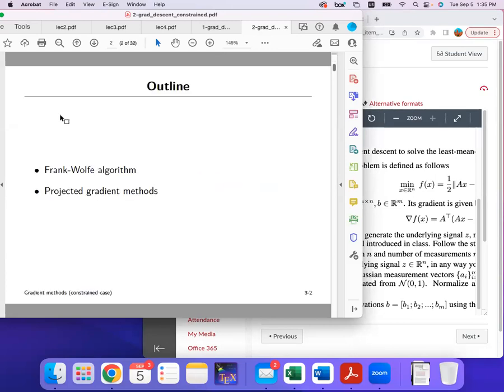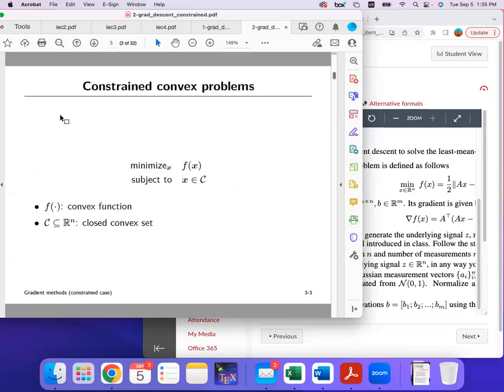So here, we will basically talk about 2 different algorithms: Frank-Wolfe and projected gradient methods. But before that, the problem we now consider is minimize f(x) subject to a certain constraint. This constraint C is a convex set. This f is a convex function. C is a closed convex set.